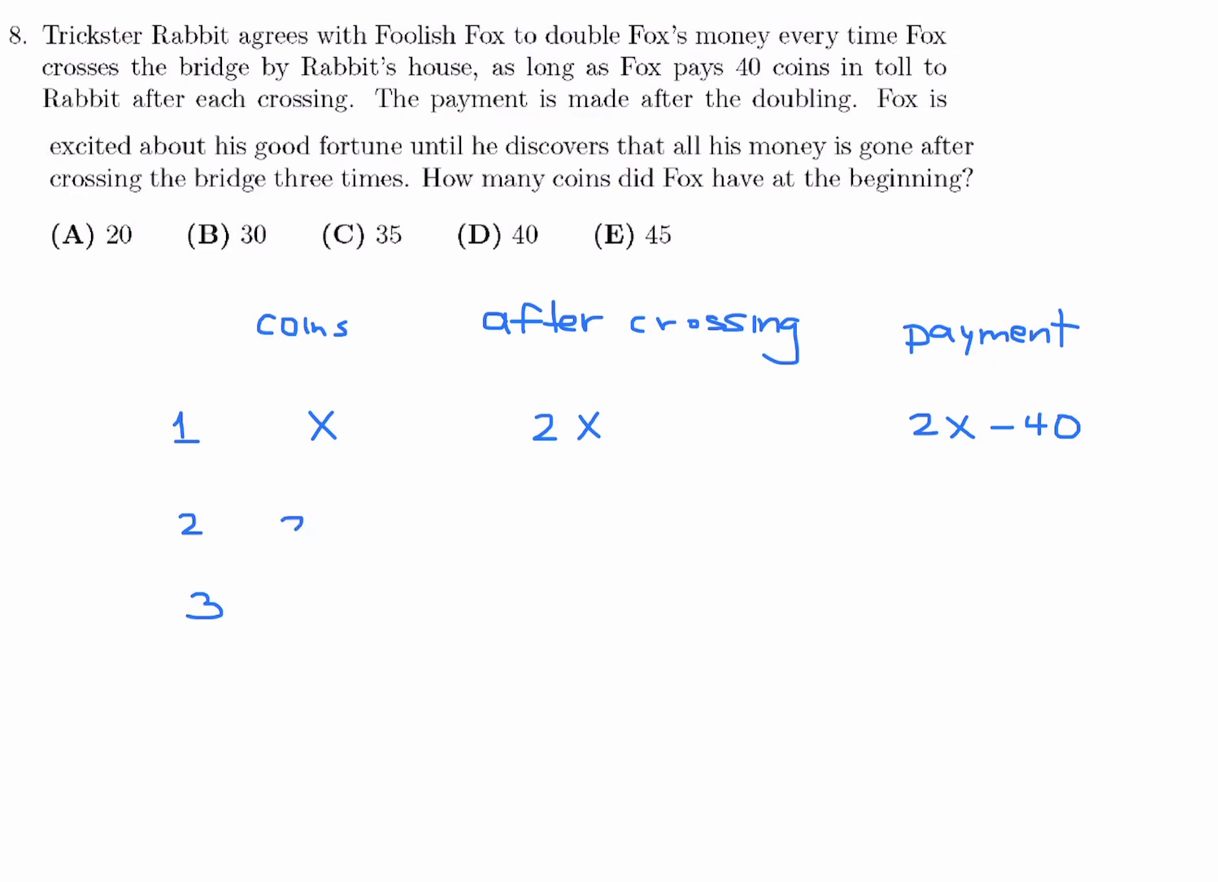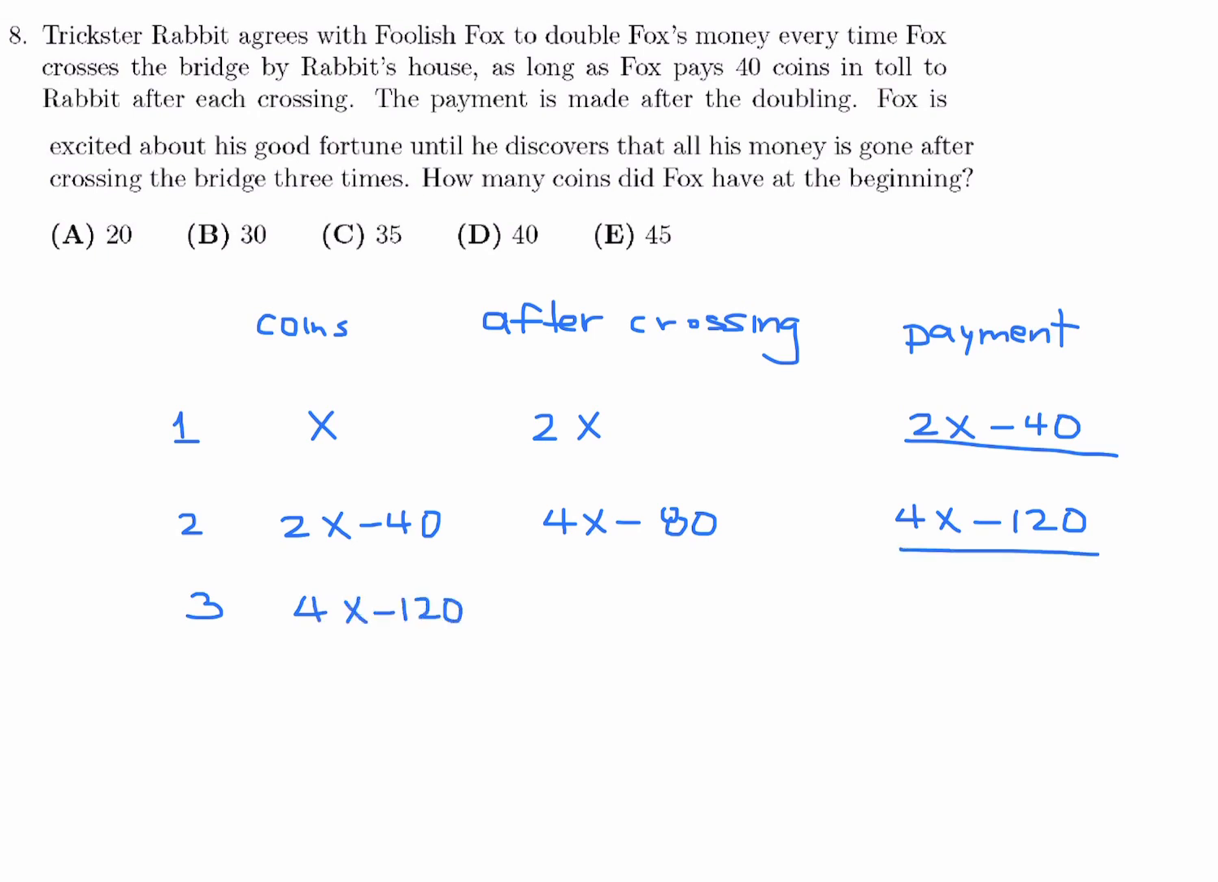When the second crossing starts, he has 2x minus 40 coins from here. Then that amount is doubled, so 4x minus 80. And then he has to pay 40 coins, so he has to go down to 4x minus 120. Again, same story. He starts off the third round with 4x minus 120 from here. It's doubled, so it's 8x minus 240. And then he has to pay 40 coins, so 8x minus 280.